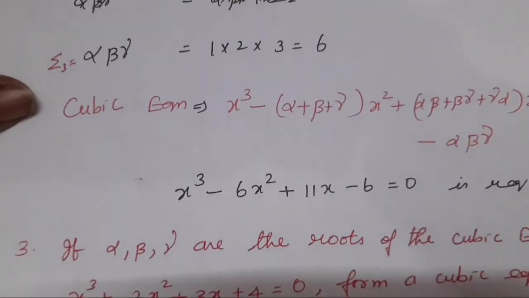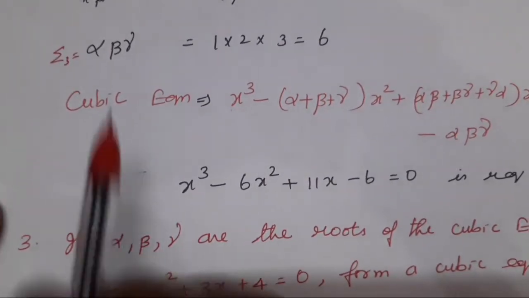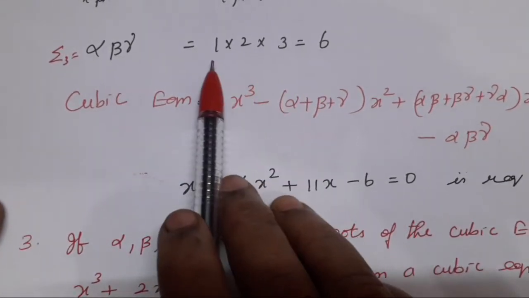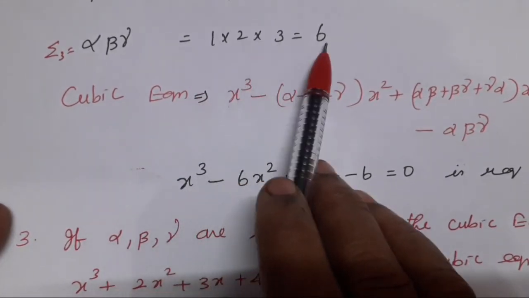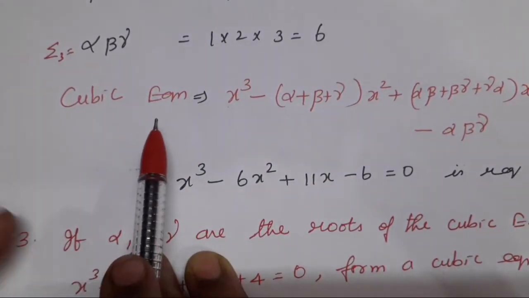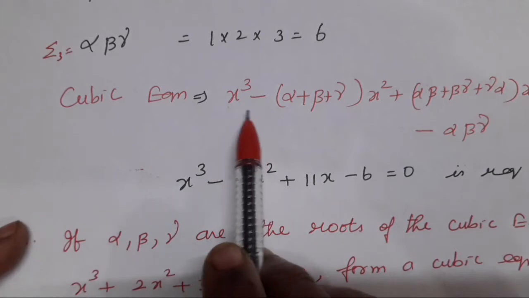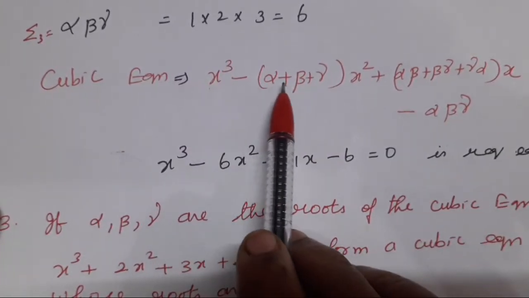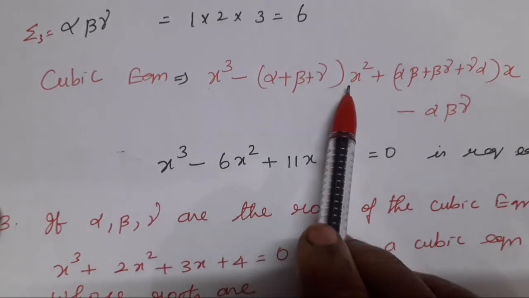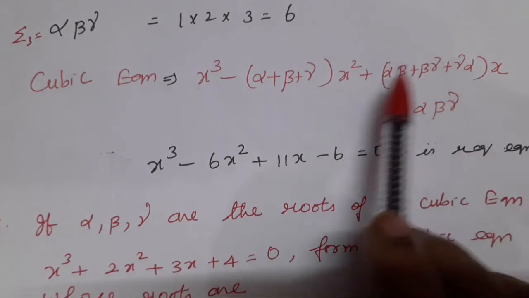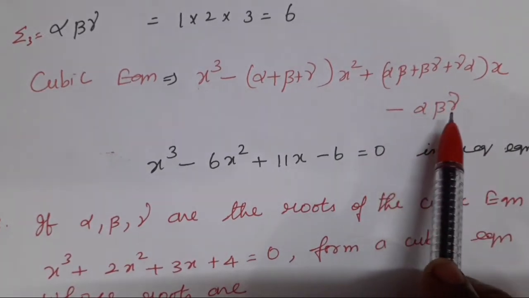Next is summation of 3, that is alpha beta gamma equals 1 into 2 into 3. Just multiply the given roots, 1 into 2 into 3. We get 6. What is the cubic equation? We already studied the formula for the cubic equation: x cube minus, alternate sign, keep it in mind, alternate sign. x cube minus alpha plus beta plus gamma into x square plus alpha beta plus beta gamma plus gamma alpha into x minus alpha beta gamma.